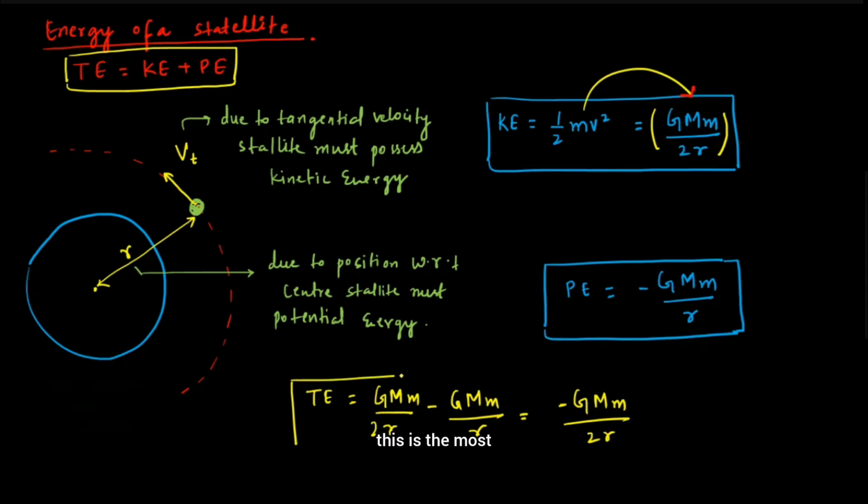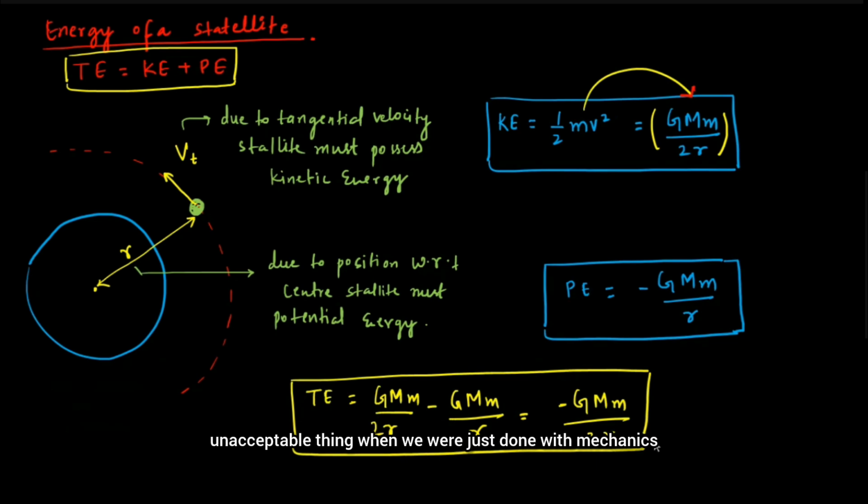This is the most unacceptable thing when we were just done with mechanics. Because ideally, if you just look at these two relations, potential energy is twice of kinetic energy.